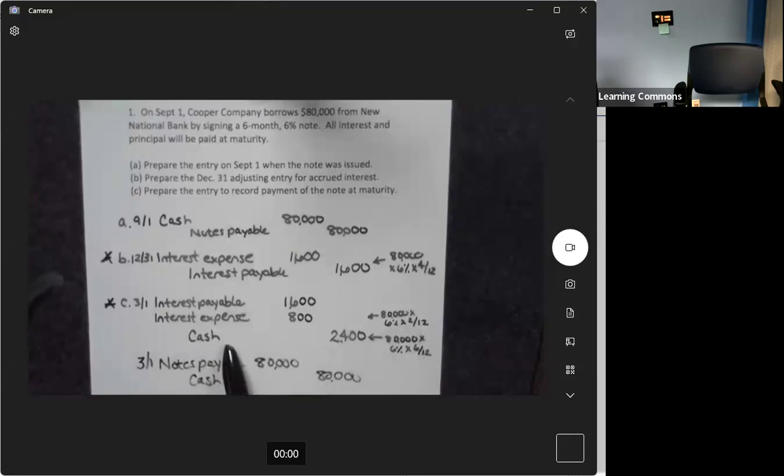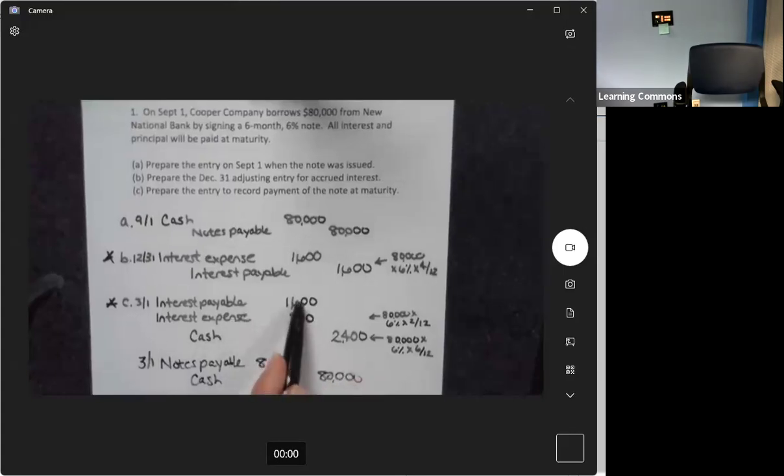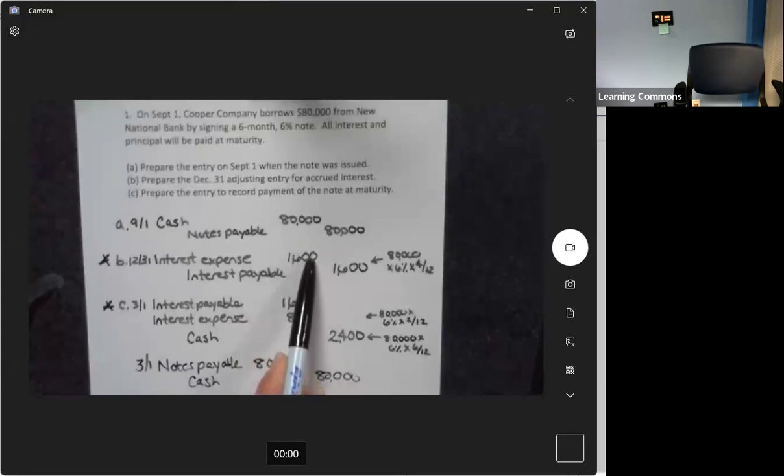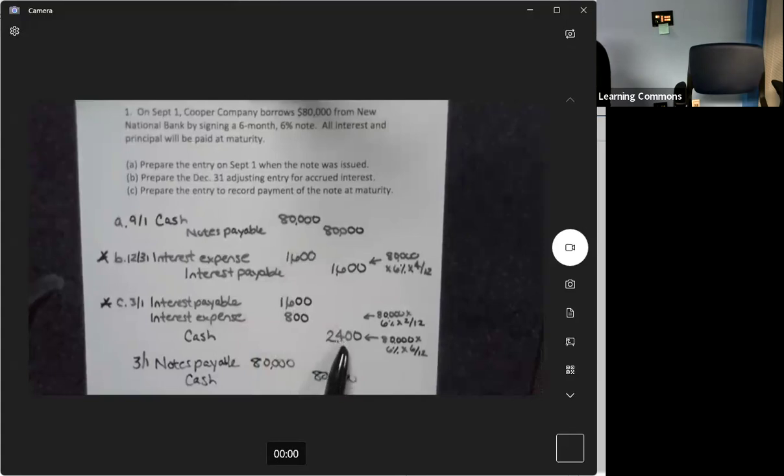Because when we think about the total cash payment for the interest, the total cash payment is for the whole 6 months worth, or the whole $2,400. But because this loan crossed over between calendar years, the portion that happened in the first year was interest in the first year. The portion that's interest in the second year is an expense in the second year. But the total payment for the interest is that $2,400.